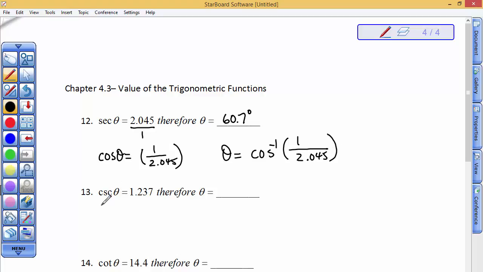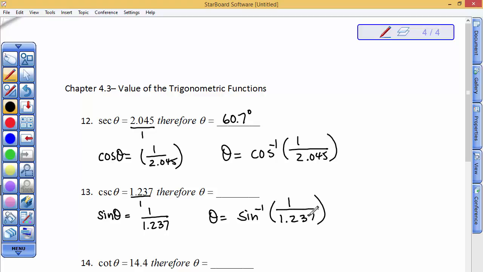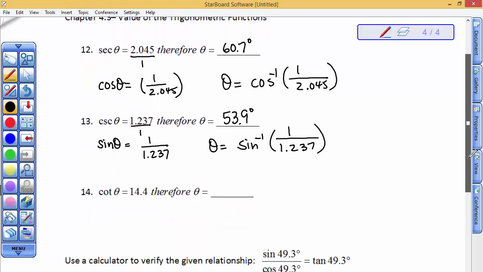So cosecant and sine are reciprocal functions. Since this is over 1, sine is 1 over 1.237. So to find theta, I go second sine for this one of the reciprocal, 1 over 1.237. And I get for that 53.9 degrees.